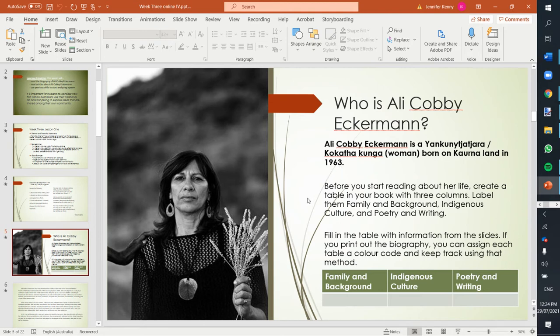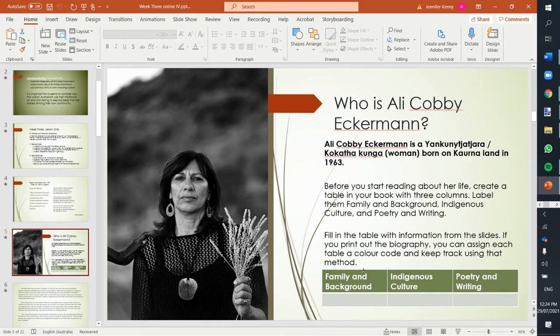Before we start reading about her life, create a table in the book that has 3 columns. Label them family and background, Indigenous culture, and poetry and writing. Fill in the table with information from the slides. If you printed out the biography, you can assign each table a color code and keep track using that method.